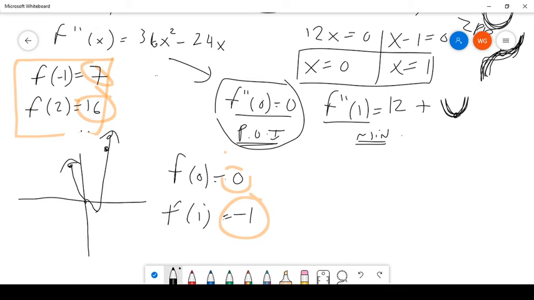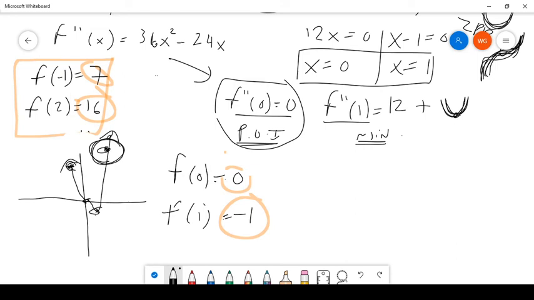Okay, so what would we conclude from this? Well, we would conclude that this point would be our global maximum, and we would conclude that this point would be our global minimum. This is a point of inflection, which is insignificant, and this right here is an end of the interval, which is also insignificant.